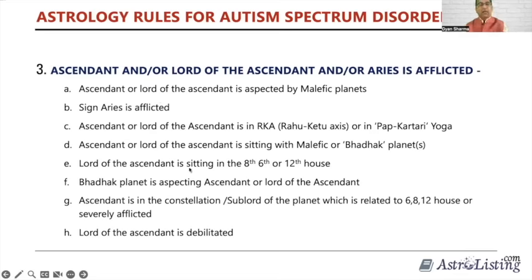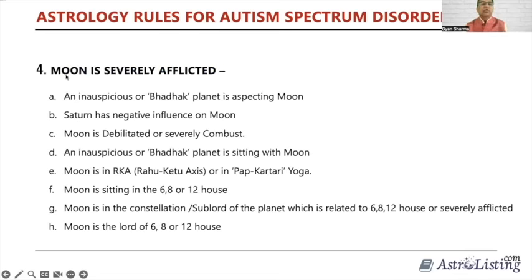Next, these are the sub rules for the moon. An inauspicious or Badhak planet is aspecting the moon. Saturn has negative influence on the moon. The moon is debilitated or severely combust. An inauspicious or Badhak planet is sitting with the moon. The moon is in the RK, Rahu Ketu axis, or in Pap Kartari Yoga. The moon is sitting in the 6, 8, 12 houses. The moon is in the constellation of the sublord of a planet which is related to the 6, 8, 12 houses or severely afflicted. The moon is the lord of the 6, 8, or 12 houses. So these are the sub rules of the moon.